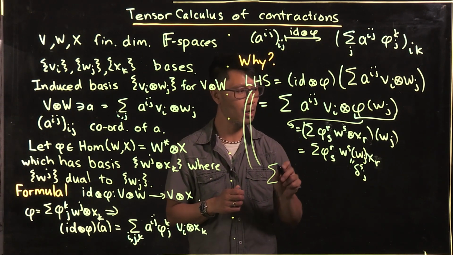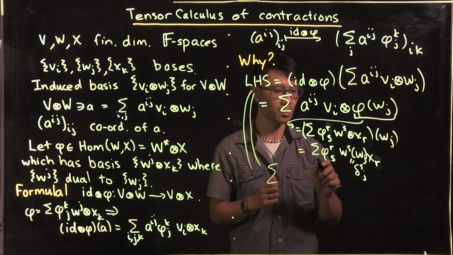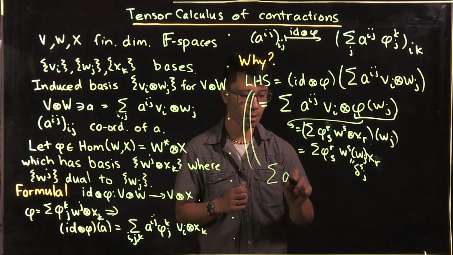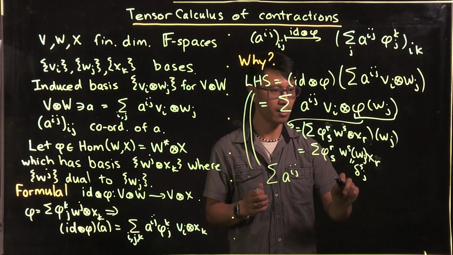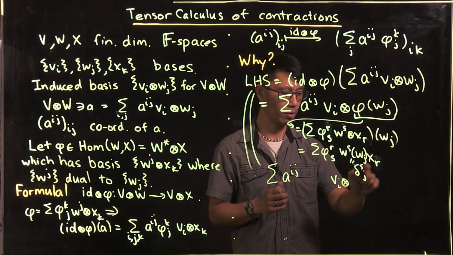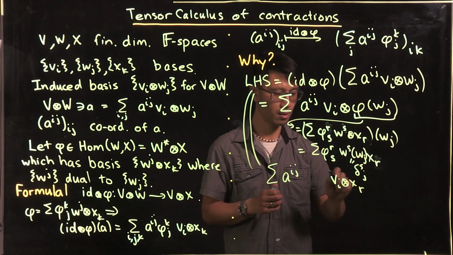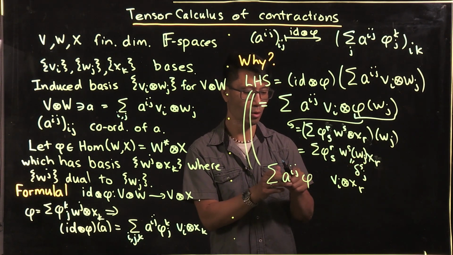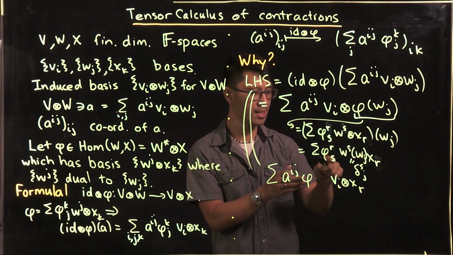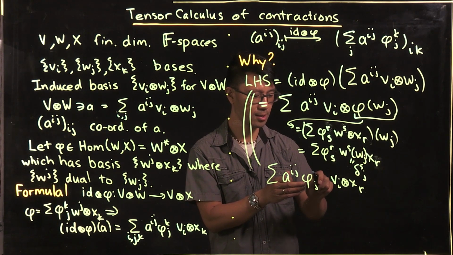It's going to be the sum of a_ij, and you've still got the v_i here, tensor, we'll write down the x_r. And then remember, s has to equal j. We've put the j here, so this s here has to be j, and then there's an r.